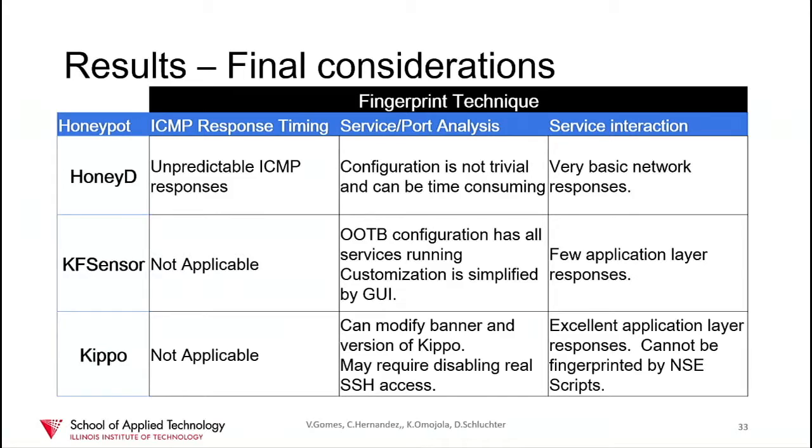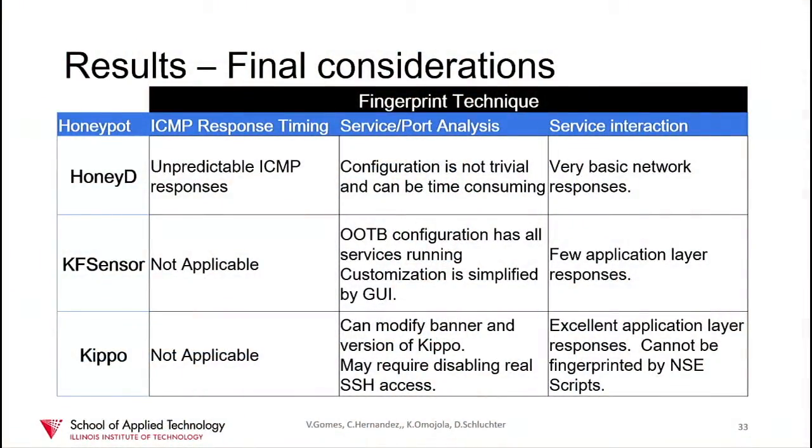So, final considerations. Just to wrap everything up, our final conclusions are, for the ICMP response timing, it only really applies to Honeyd because all the other services run on the host IP. Honeyd is the only one, again, that can create virtual hosts on a network. We just had unpredictable ICMP responses. We don't know if it was our configuration. We tried a bunch of different things.